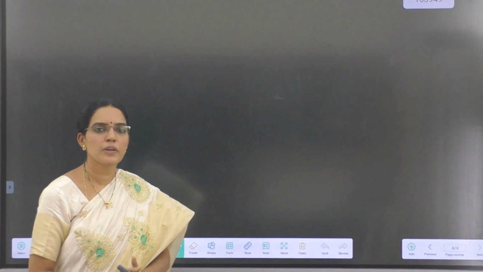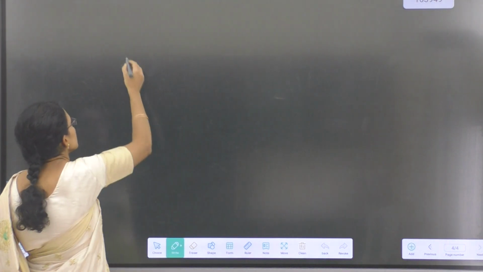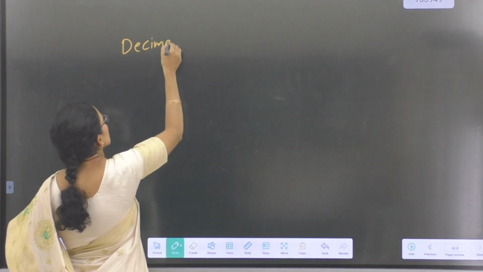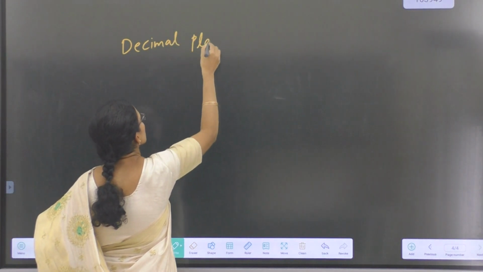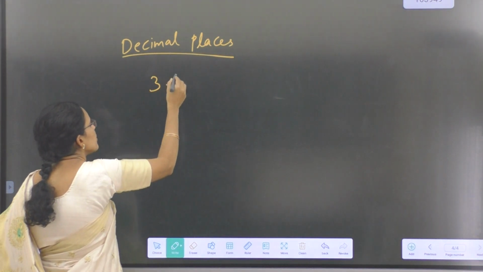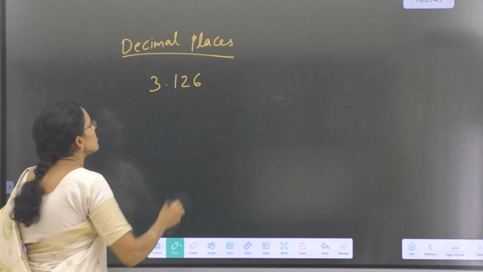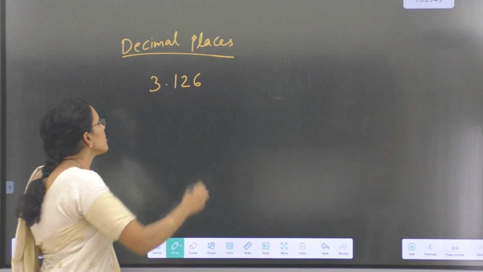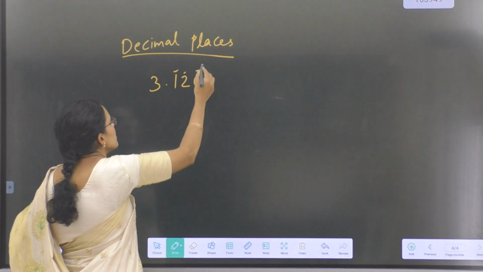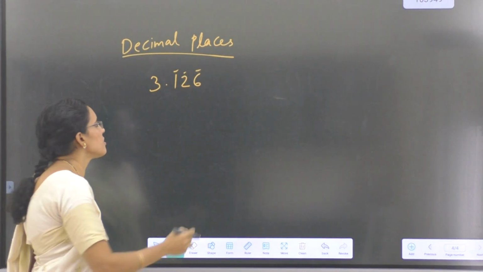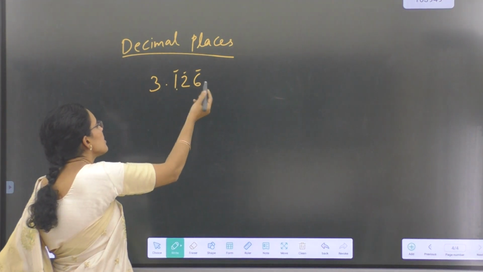Okay, now let's see what are the decimal places. What are decimal places? For example, in the decimal number 3.126, this decimal number is having 3 decimal places. The digits after the decimal point are known as decimal places. This number is having 3 decimal places.